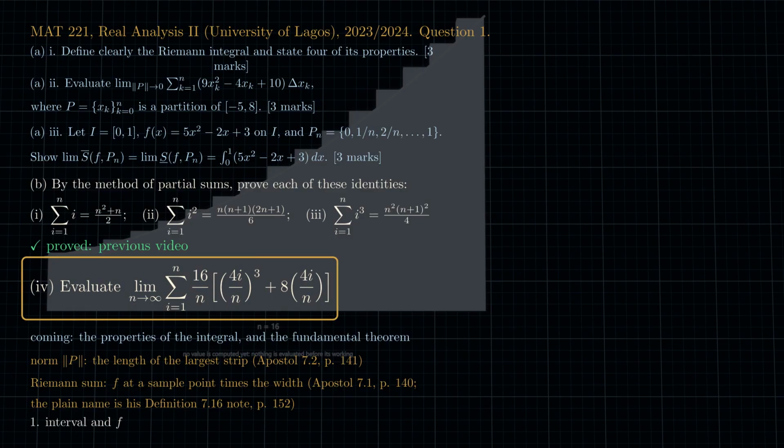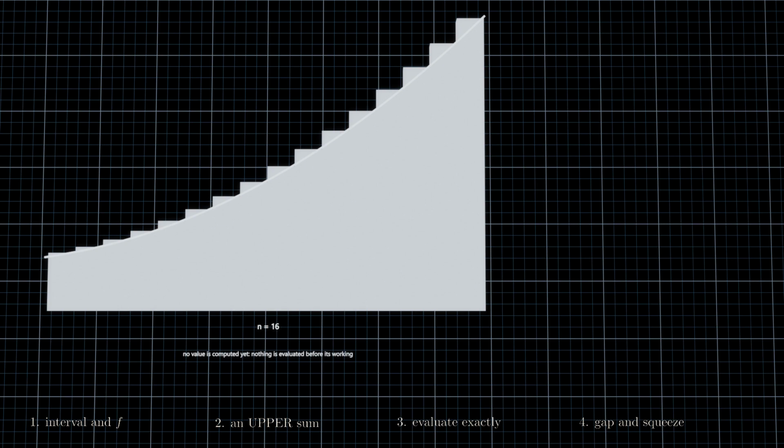1. Which interval and which function this sum belongs to. 2. Check the sample points make it an upper sum, which needs f increasing. 3. Evaluate it exactly for every n, with last time's identities. 4. Build the lower sum, show the gap shrinks, and squeeze.